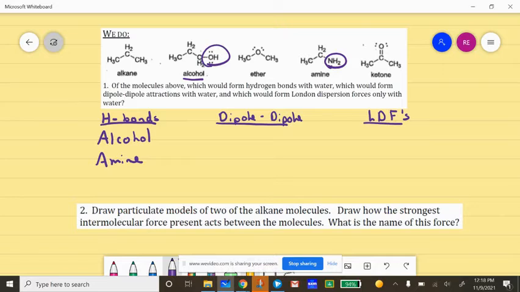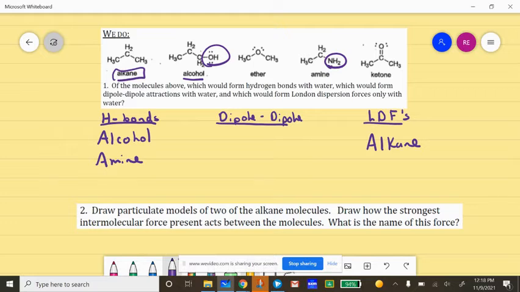I'm going to switch over to LDFs because London dispersion forces should happen between molecules that aren't capable of hydrogen bonding and really tend to be nonpolar. I only see one of those, and that's my alkane. So I'm going to put my alkane here under LDFs.